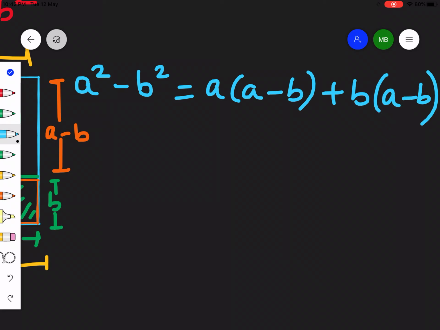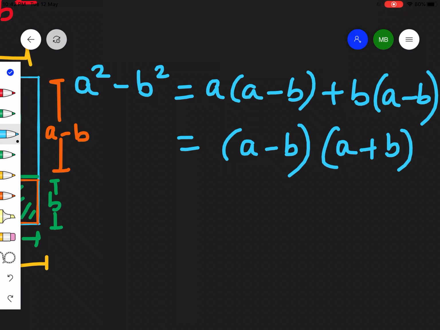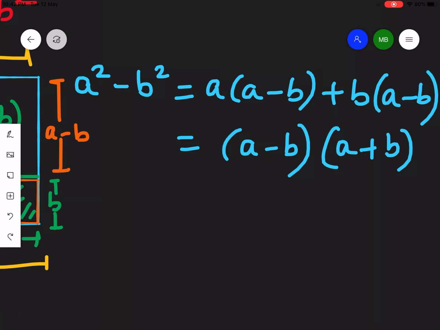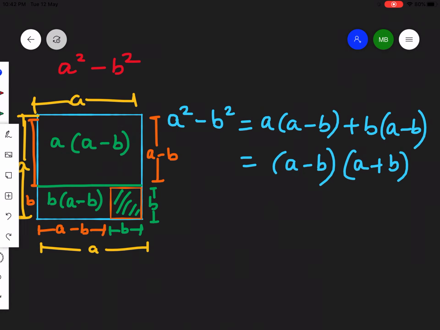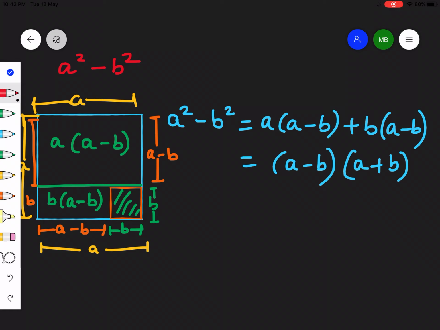So if you take a minus b common from here, you will be left with a plus b in the other bracket, which in turn is our identity, that a squared minus b squared can be written as the product of a minus b times a plus b.